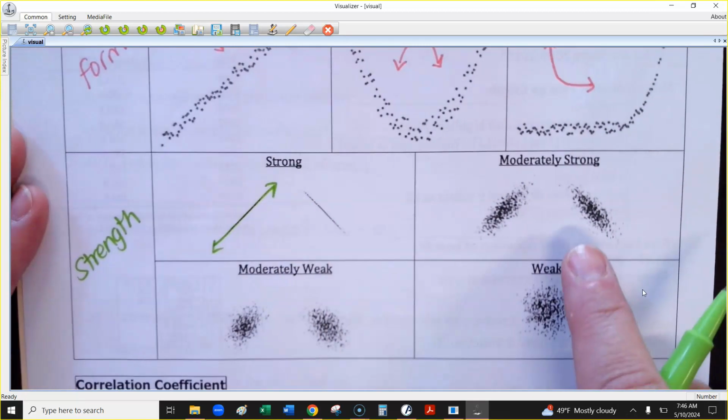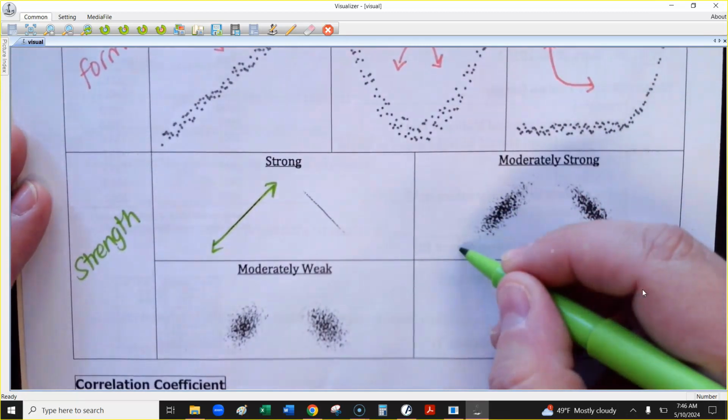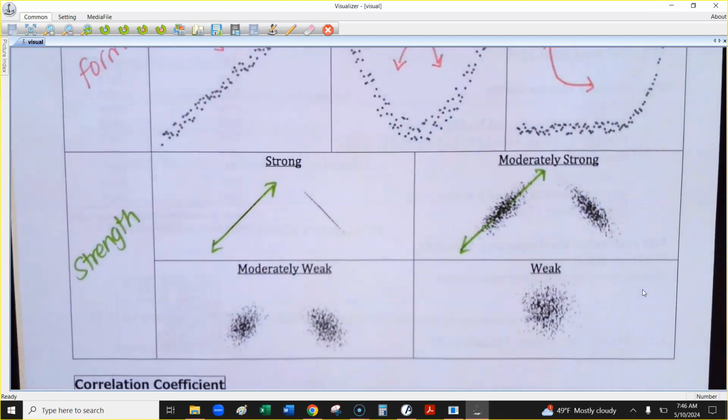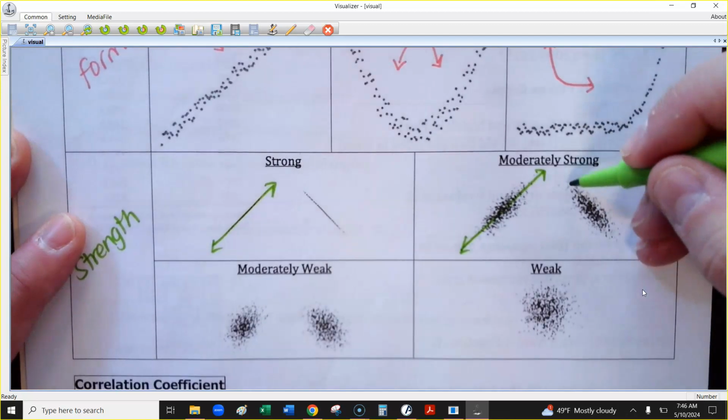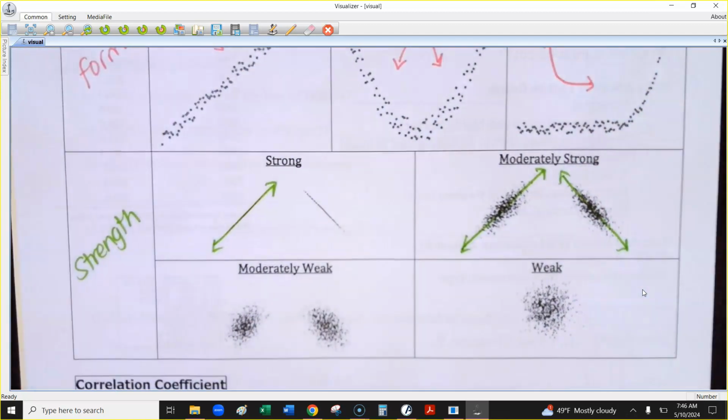Okay, what we call moderately strong, I could still draw a line. I can tell that this would have a positive slope, or even with this data, I could tell this has a negative slope, and it has a linear form, but the dots are not quite as tightly together as the one we just looked at.